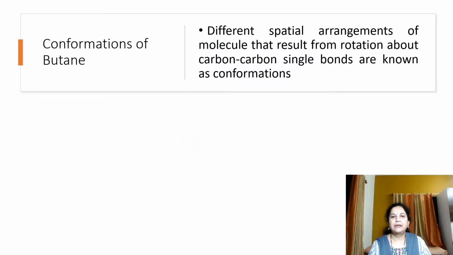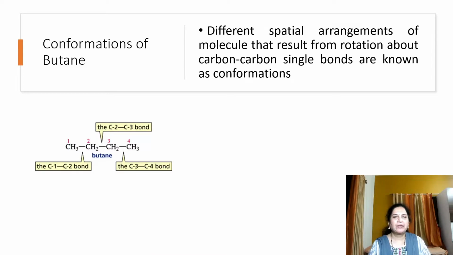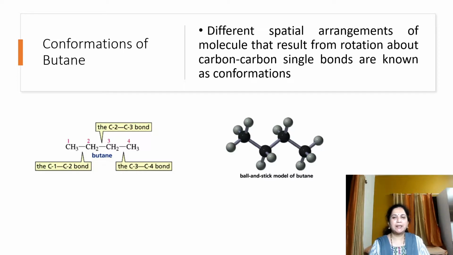Now you know that different spatial arrangements of a molecule that result from rotation about carbon-carbon single bonds are known as conformations. To study conformations of butane, let us first consider the structure of butane. In butane there are 4 carbon atoms and there are 3 carbon-carbon single bonds. Let us now consider the ball and stick model of butane.